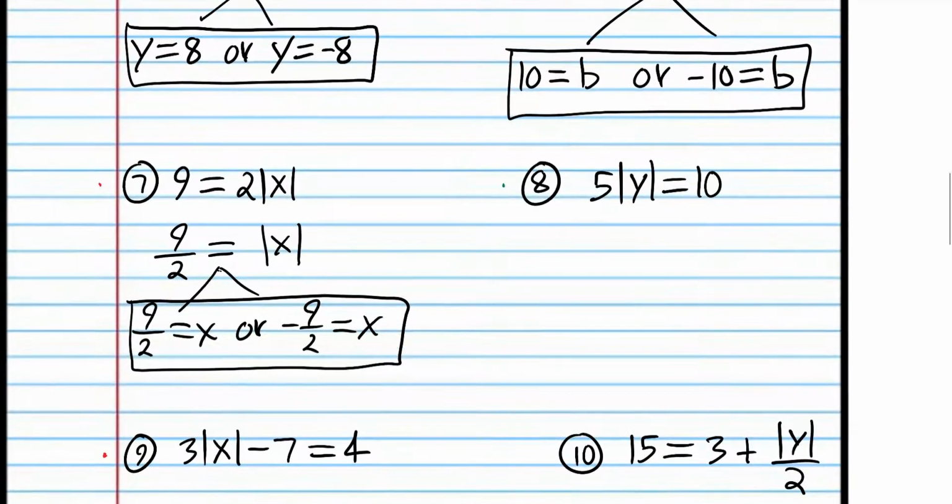So why don't you try number 8? Again, we want to isolate the absolute value, and then after you isolate it, you can break it into parts, as we did here. So try number 8, and when you come back, we'll do it together.